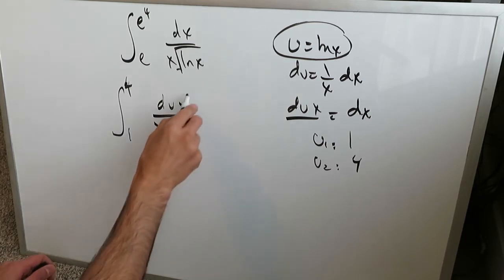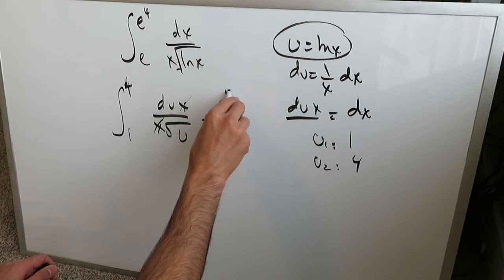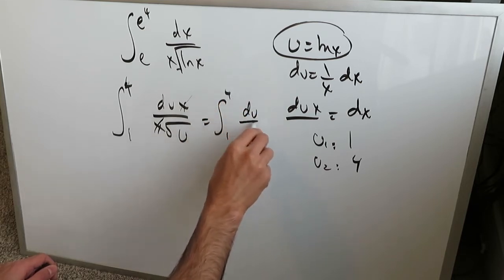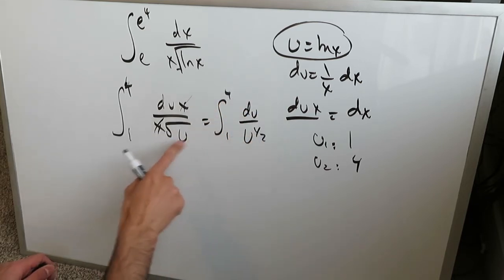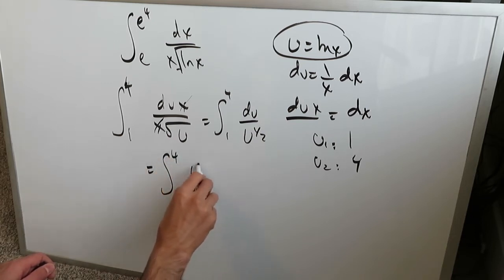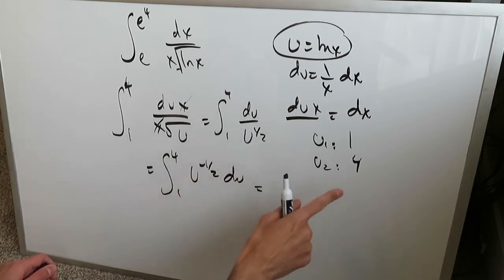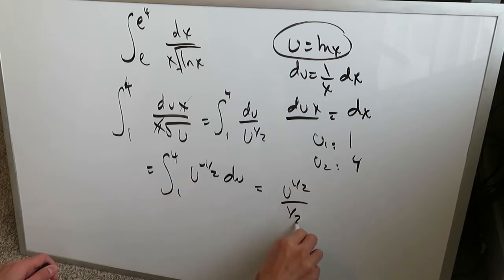Now you actually have to cancel out these x's. What you are left with is this lower limit, upper limit, du over u to the 1 over 2. See, root u is u to the 1 over 2. Bring the u up, u to the minus 1 over 2 du, integrated. Minus 1 over 2 plus 1, divided by minus 1 over 2 plus 1. You have u to the 1 over 2 over 1 over 2, and you have a 4 and a 1.